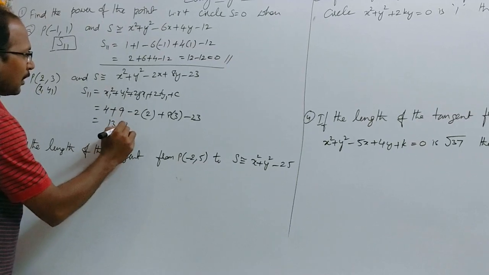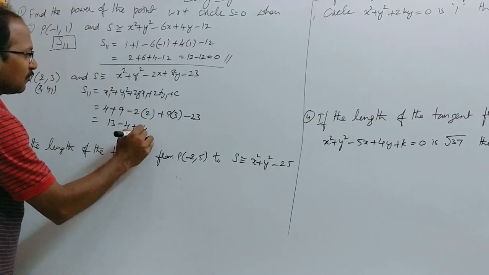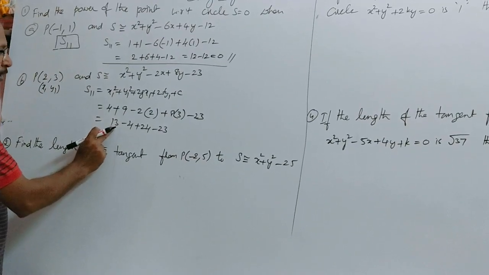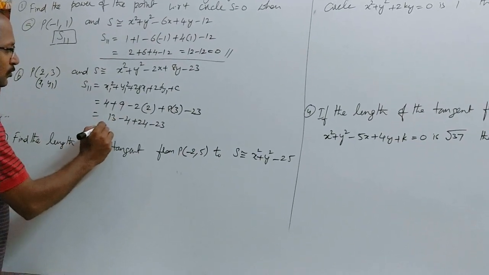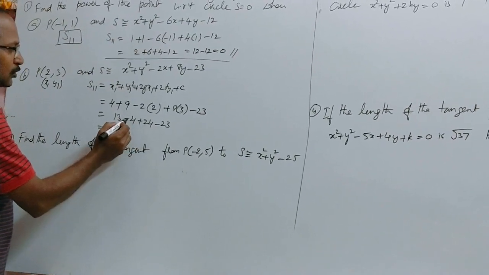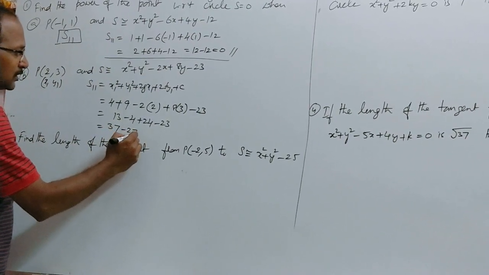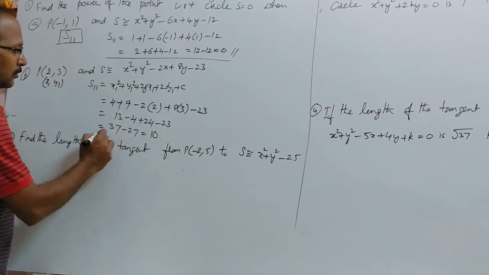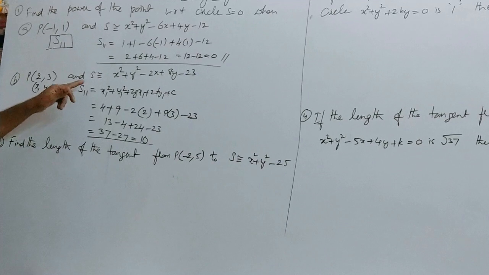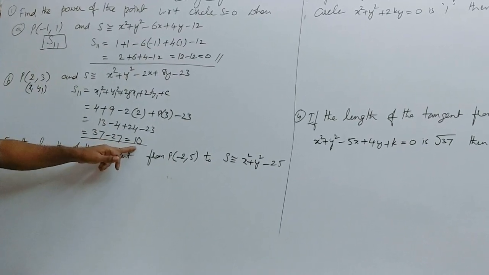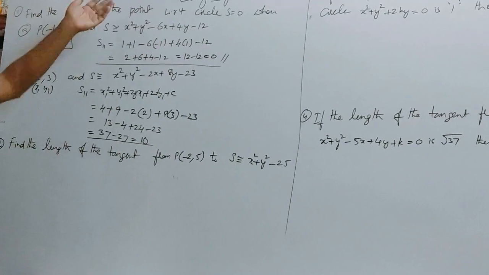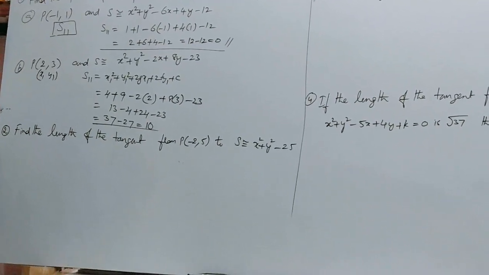Now 13 minus 4 plus 24 minus 23. Therefore here 13 plus 24, which is equal to 37. 37 minus 23 minus 4 minus 27, which is equal to 10. Here in this case the power of the point P with respect to the circle S is 10 units, which is a positive quantity. That means it is on the exterior of the circle.